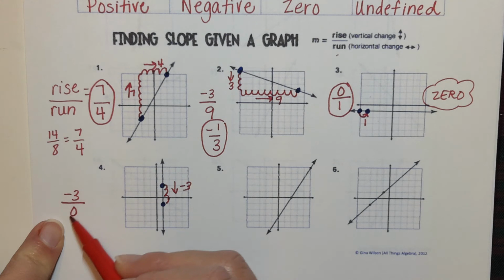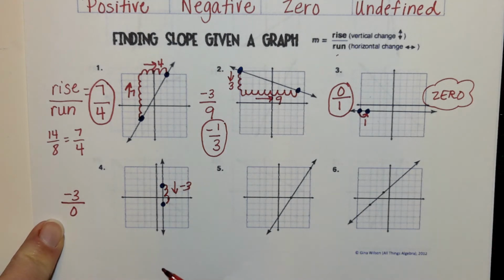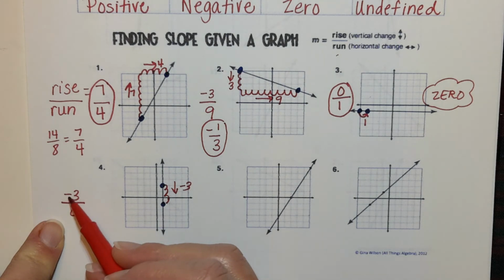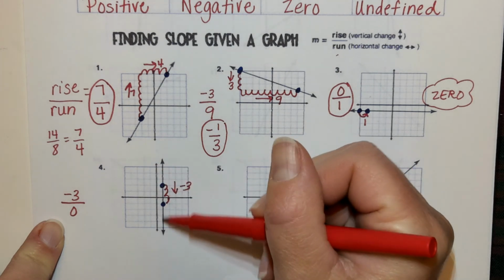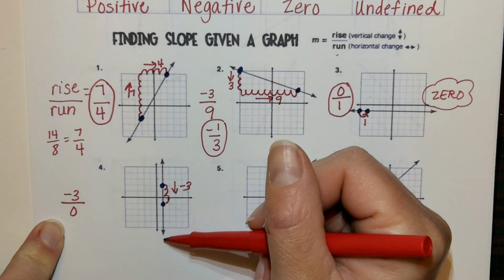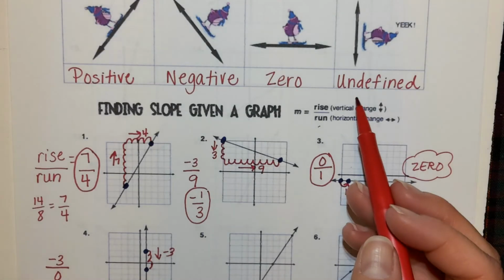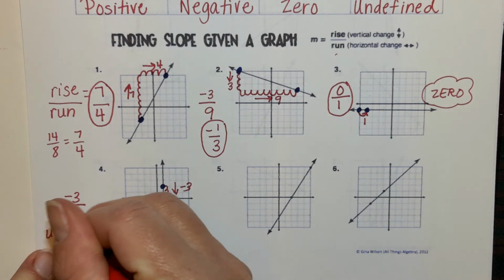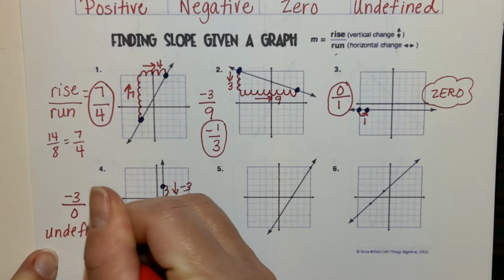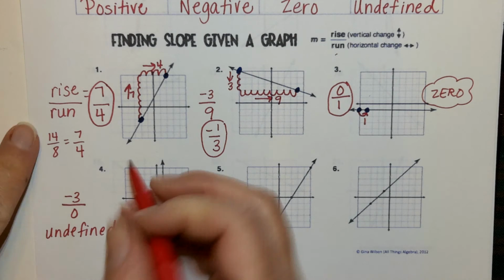And then for my run, that's my side-to-side movement. And you'll notice there is no side-to-side movement. I don't have to go right or left. So because there is no side-to-side movement, the bottom number is 0. Now guess what would happen if you put this in your calculator? If you were to type -3 divided by 0, your calculator would probably say syntax error or something that would indicate some sort of an error or unable to calculate. Because you cannot take a number and divide it by 0.